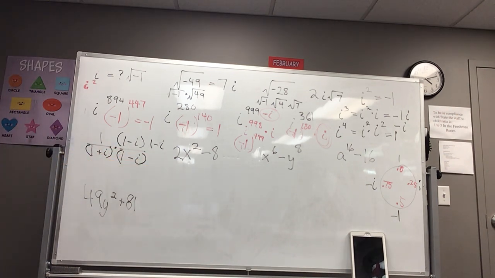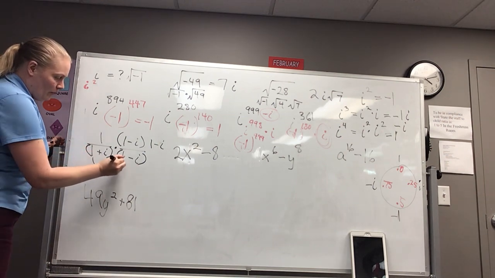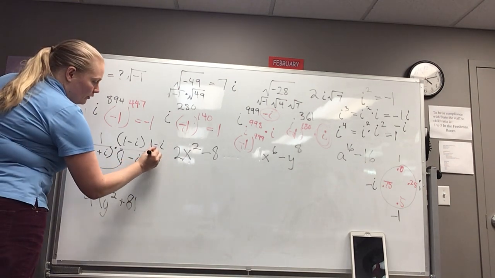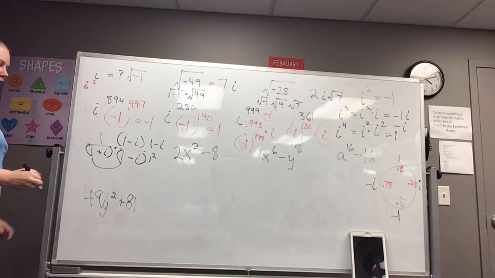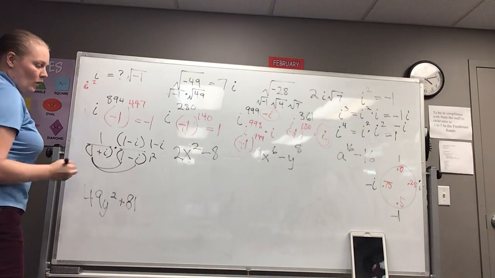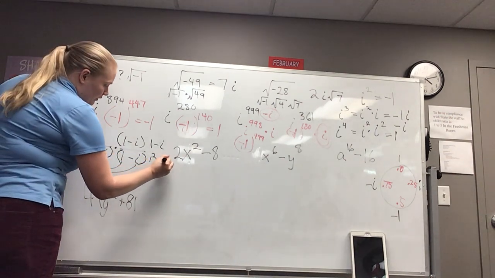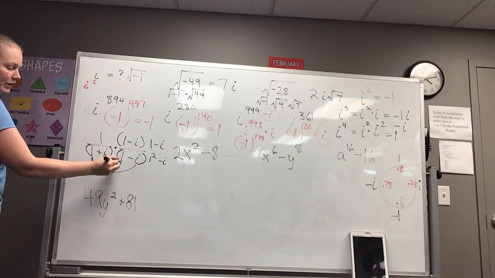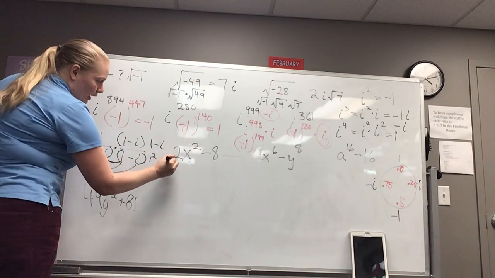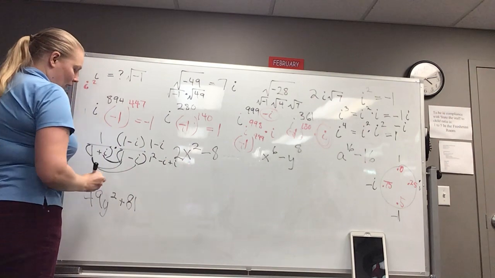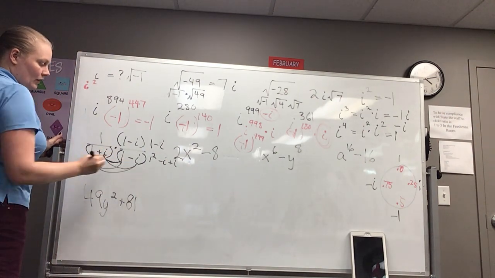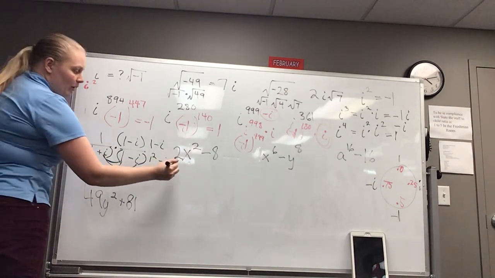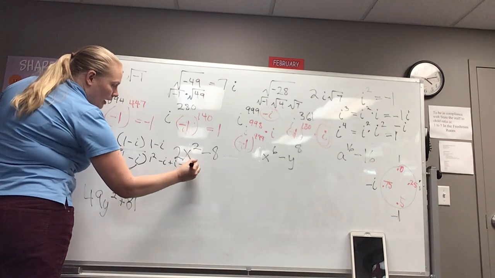what happens is FOIL: first, outside, inside, last. Our firsts end up with 1 times 1, or 1 squared. Our outsides are 1 times negative i, which just gives us negative i. Our insides are 1 times i, which gives us positive i, and then our lasts, i times negative i, becomes minus i squared.